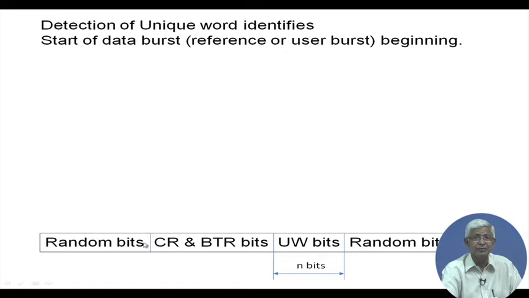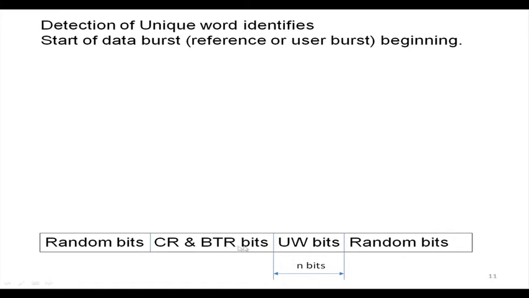Then there are some bits with a training pattern, it may be ones or 1010 or some pattern, which is a known pattern, and then these Unique Word bits, let us say n number of Unique Word bits, and after that data starts again, random bits. The Unique Word bits will repeat after the frame time. Before the Unique Word bits come, a known pattern comes, so it is preceded by deterministic bits and later trailed by random bits.